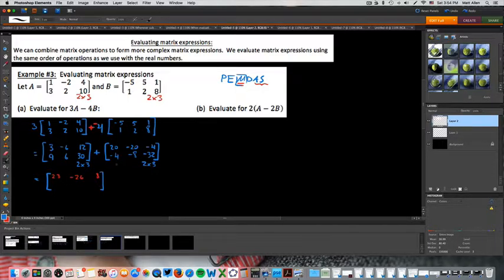And then going down our second row, first column entries, we say 9 plus a negative 4 would give us a positive 5. This 6 plus a negative 8 here would be a negative 2, and then 30 plus a negative 32 would be a negative 2.